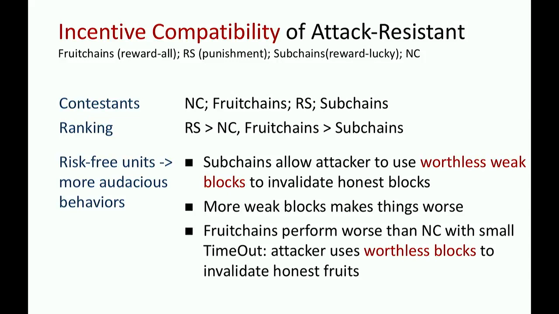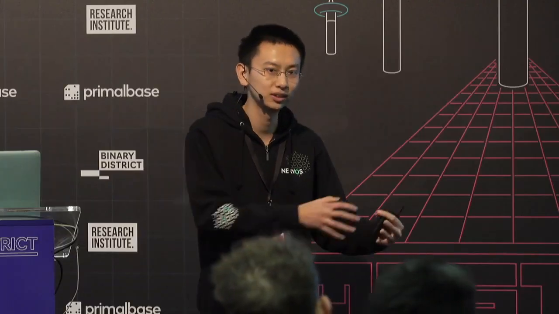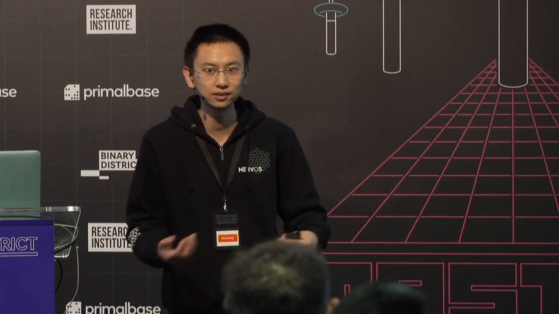Because the attacker can use worthless blocks to invalidate honest fruits. It suffers from a similar problem because blocks don't have any rewards in fruit chains. So the attacker doesn't have the incentive to publish any blocks, because there's no risk in withholding them. As a result, the attacker can try more audacious block withholding behavior. And does more fruits make things better or worse? So by increasing the number of fruits, does the protocol get closer to incentive compatible or not? Do you have a guess?